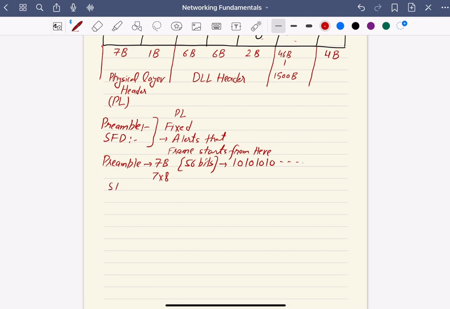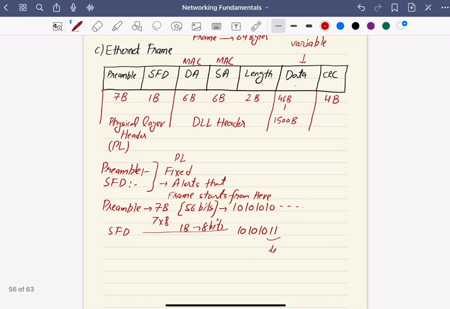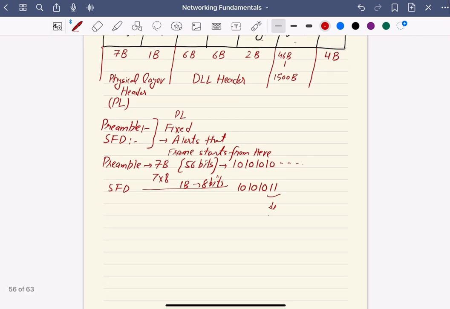Similarly, the SFD also follows the same pattern, which is 1 byte only, 8 bits. It looks like 10 10 10, but the last two bits are 1 1. Why do we use the last two bits as 1? They basically tell the end of the delimiter, or they avoid the confusion between the DLL header and the physical layer header. So 1 1 mainly tells the delimiter, or you can say the physical layer header, ends here.